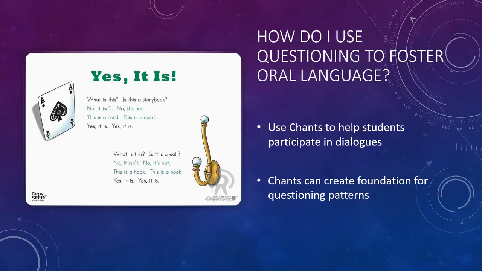As you can see in this example, there are two questions being asked, and the students can see that the question requires a response, and it can be used to gather more information. So if I ask, what is this? Another person is supposed to respond, this is a card. And then they could even go further and elaborate more off of that with another question. So it's a great way to create that foundation and a memory bank for questioning.